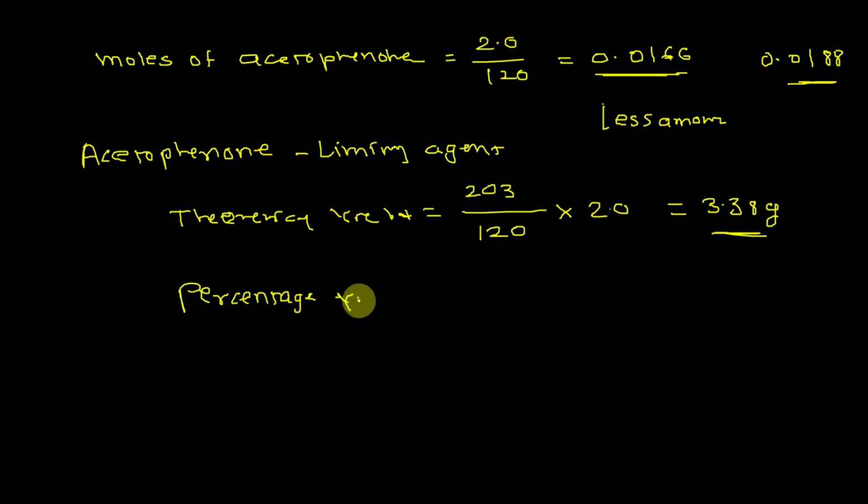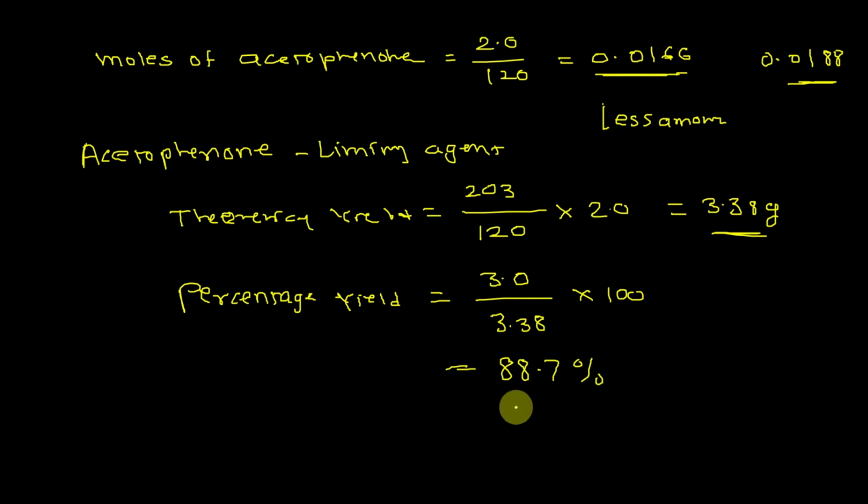Percentage yield for this conversion will be, so 3.0 grams of benzylidene acetophenone was obtained. So 3.0 divided by 3.38 into 100. So percentage yield for this reaction will be 88.7%.